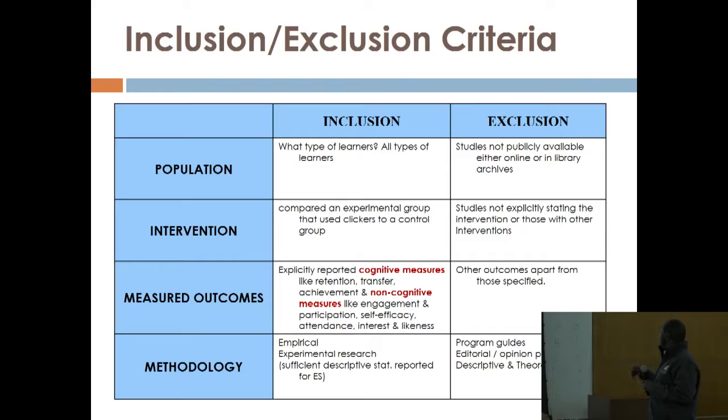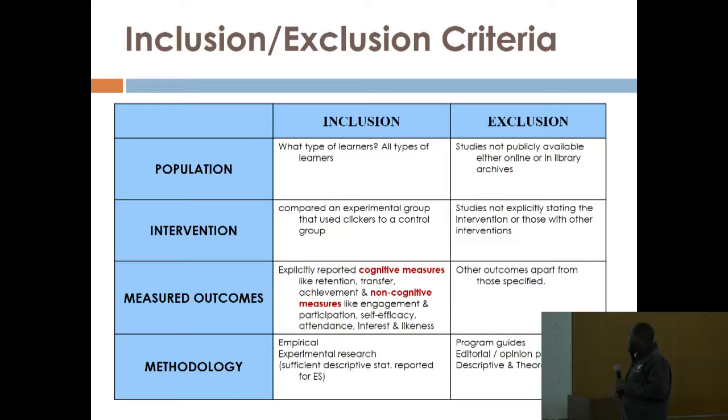Studies that were not explicitly stating the interventions were also excluded. Studies that looked at other outcomes that were not similar to what we were looking at here, we excluded them. Then in terms of methodologies, opinion pieces, program guides, theoretical studies, case studies, observations were also excluded because we needed empirical studies that had either a quasi-experimental or true experimental kind of design.